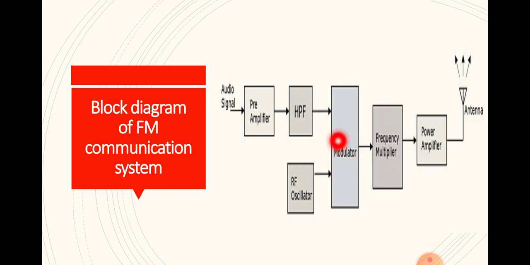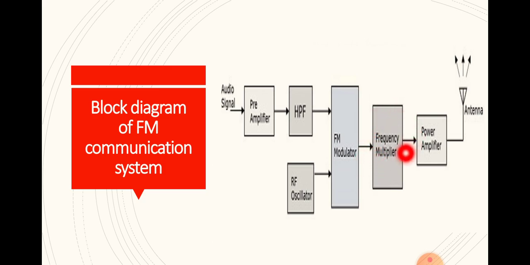So the FM modulator has two inputs. The first one is the modulating signal and the second one from the RF oscillator is the carrier signal. The frequency modulator changes the frequency of the carrier signal according to the instantaneous value of the modulating signal, hence it is known as frequency modulation. After modulation, the modulated wave is applied to the frequency multiplier. Why do we use a frequency multiplier? To increase the frequency of the FM modulator output to the highest level.